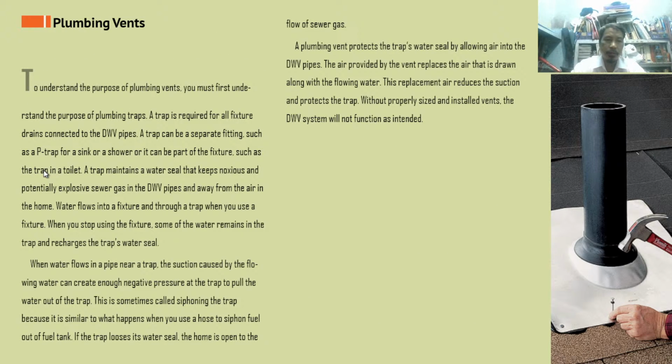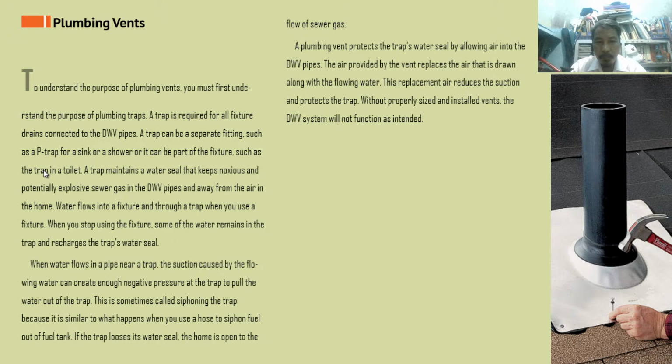So, plumbing vents. So, to understand the purpose of this, we must understand the purpose of plumbing traps. The main area of concern is the trap. What is a trap? It is required for all fixture drains connected to DWV pipes. So all the fixture drains, again, that are connected to the DWV pipes, we are required to connect a trap.